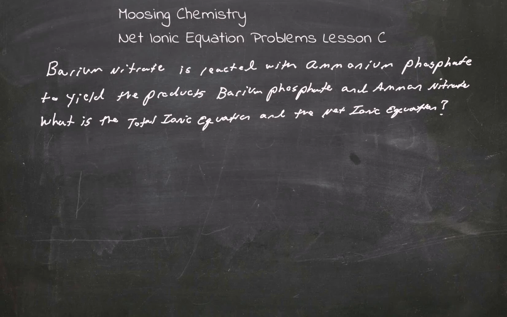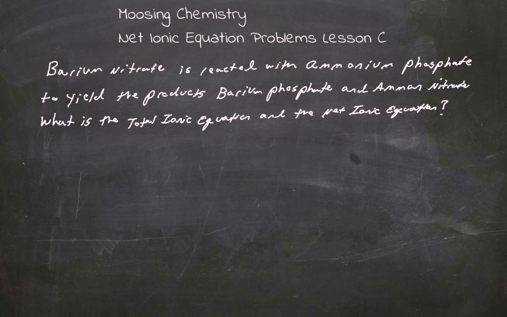Okay, so our problem is barium nitrate is reacted with ammonium phosphate to yield the products barium phosphate and ammonium nitrate. What is the total ionic equation? And then what is the net ionic equation? Okay, first of all, we have to write the equation.